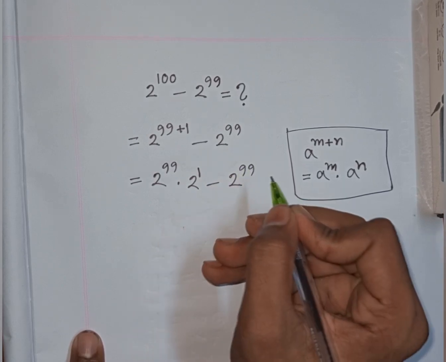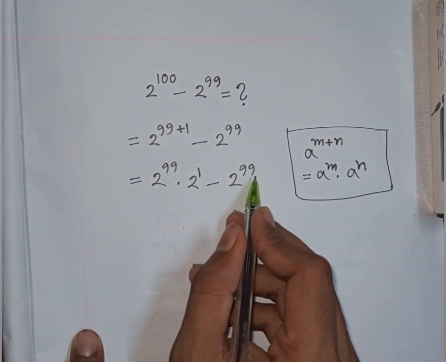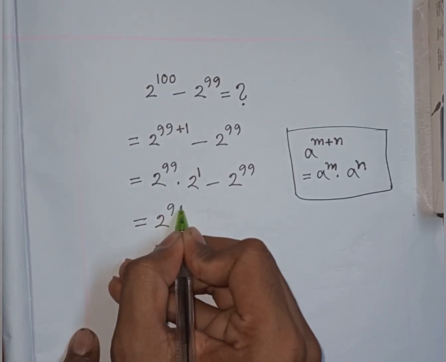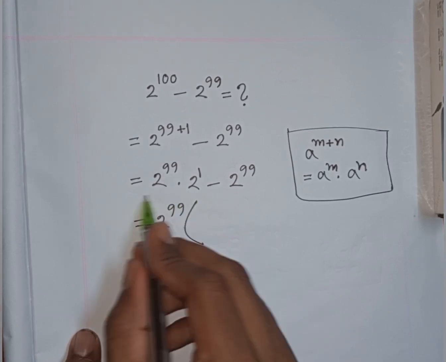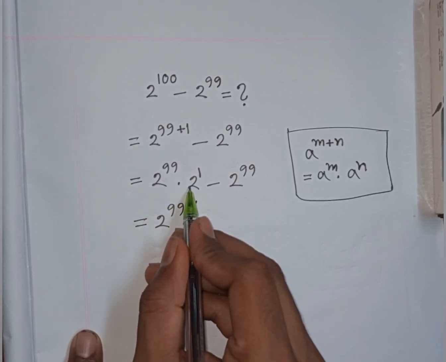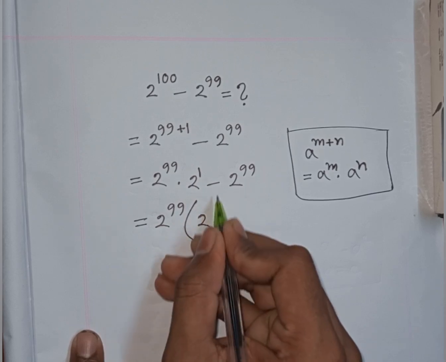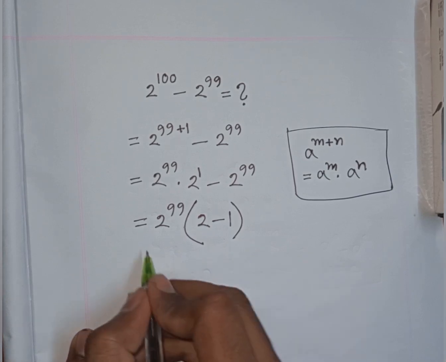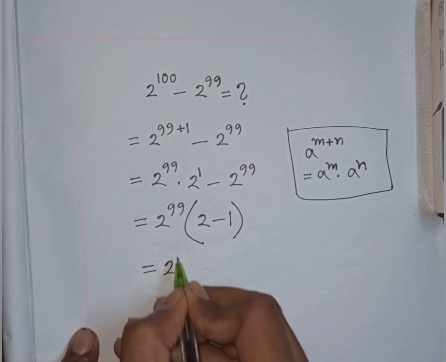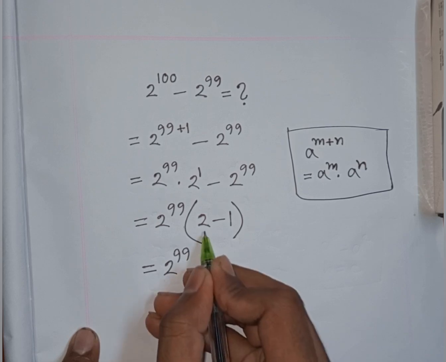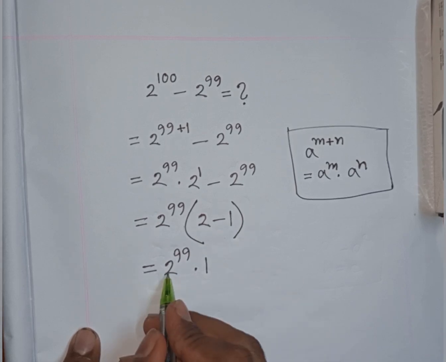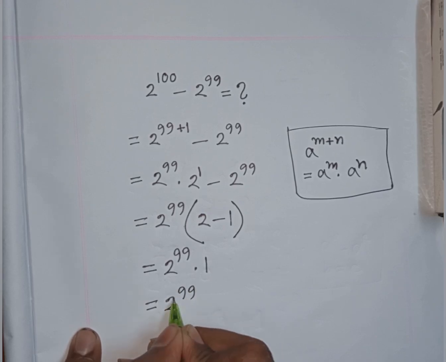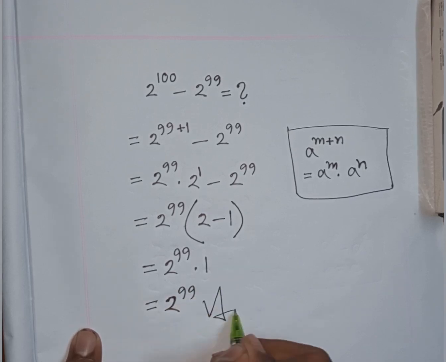Now we see 2 power 99 is common. So 2 power of 99 is taken out of the bracket. So this divided by this will be cancelled. So we have 2 power 1, which is the same as 2, minus this divided by this, that means it will be 1. Then bracket close, is equal to 2 power of 99 times 2 minus 1. That means 1. So this multiplied by this, that means it will be 2 power of 99. So 2 power of 99, this is our final answer.